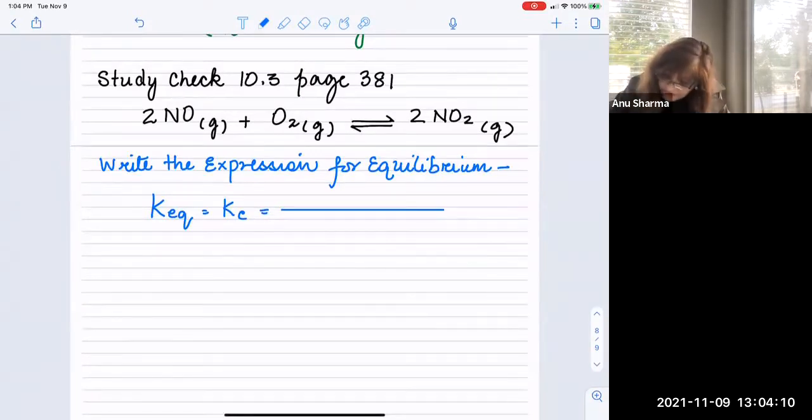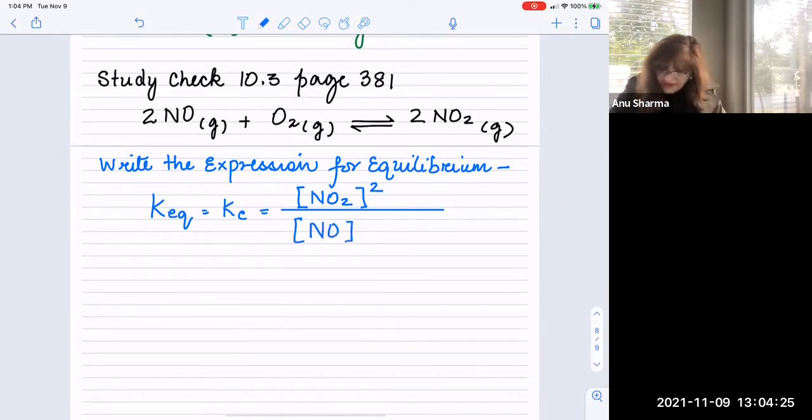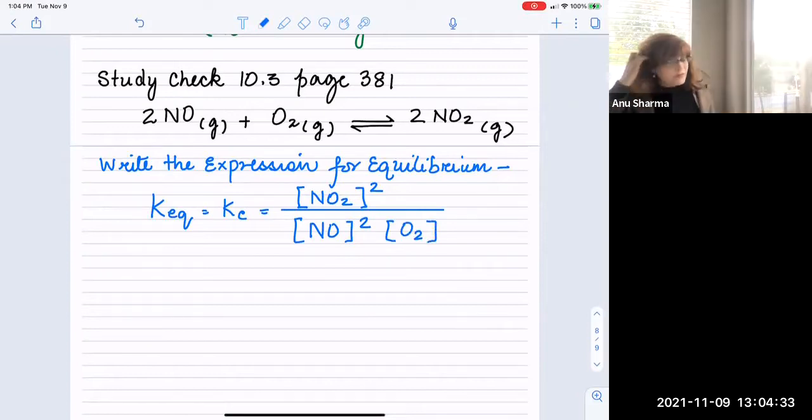Products are on the top. So here nitrogen dioxide is on the top. Put this in a square bracket and raised to the power 2. Then come the reactants. Nitric oxide is a reactant, and it is raised to the power 2. That's the moles. Then multiply by oxygen, and oxygen is just 1, so for 1 we don't write anything. So this is the expression. These types of questions can come on the test.